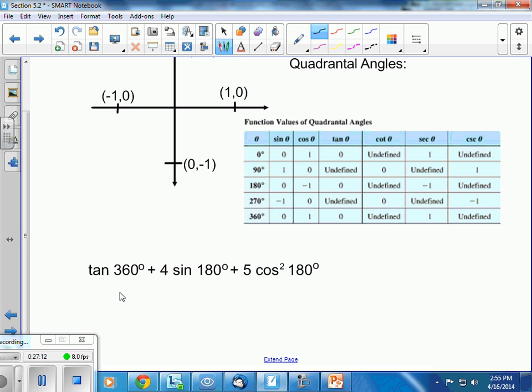So I'm going to know that the tangent at 360 degrees, which really is the same as 0 degrees, the tangent there is 0, plus 4 times the sine of 180. The sine of 180 is in fact 0, plus 5 times the cosine of 180 squared, and the cosine of 180 is negative 1, and I'm going to square that. Of course, some quick mathematics shows us that negative 1 squared is positive 1 times 5 is 5, and everything else is 0, so my answer is simply 5.